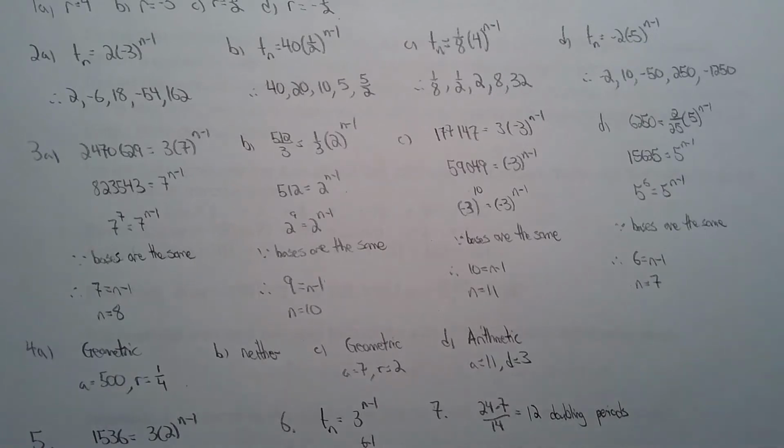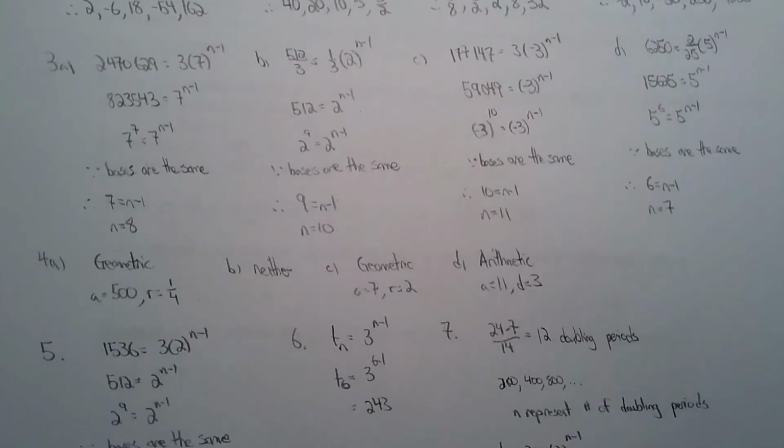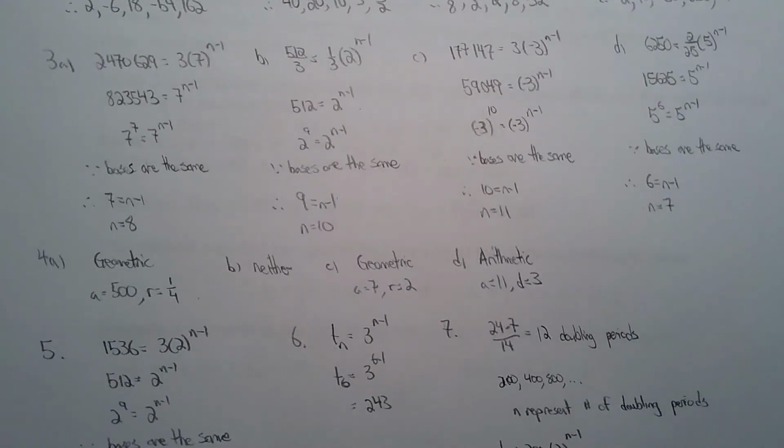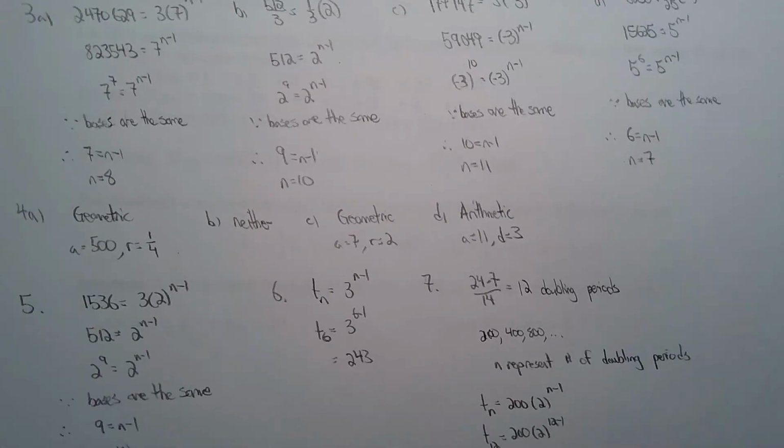For question 4, they're asking me if it's geometric, arithmetic, or neither. If there's a common difference, it's arithmetic. If there's a common ratio, it's geometric. If there's neither a common difference nor a common ratio, it's neither.